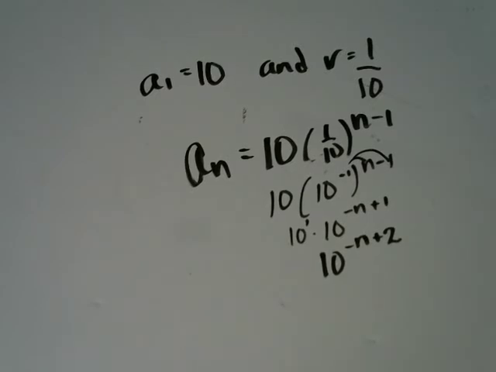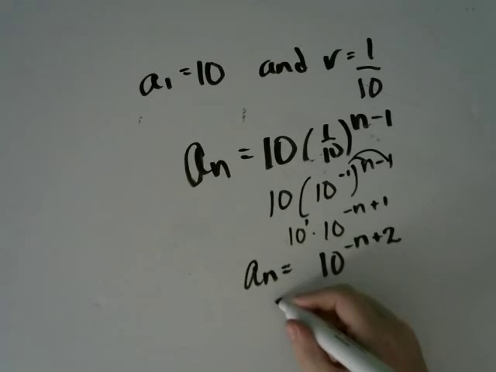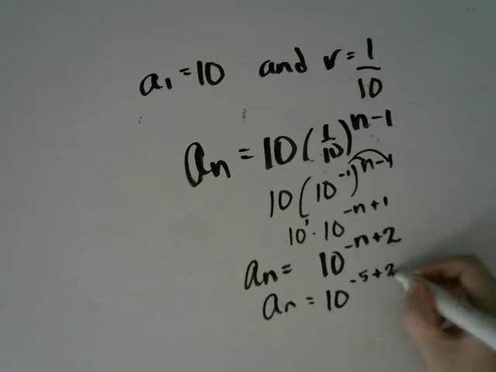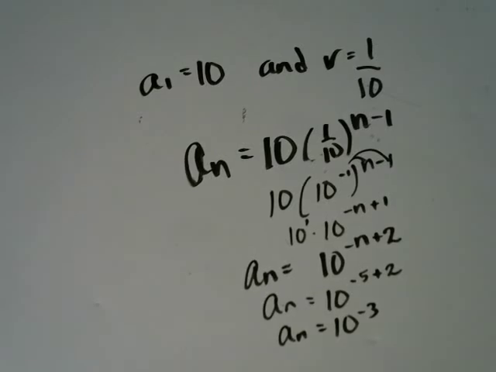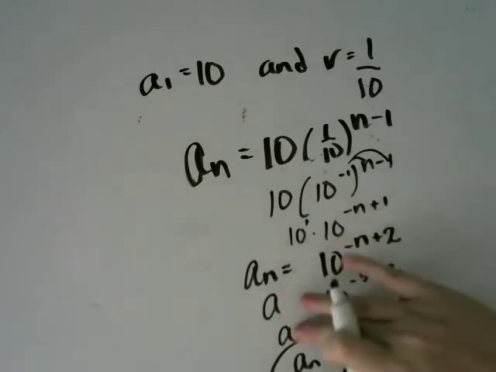So what's the question asking us for? We want to find the fifth term of this sequence, and I'm going to use this version of the equation. So we're going to find 10 to the negative 5 plus 2 power, or 10 to the negative 3 power. You can use a calculator. Make sure you switch your answer into a fraction because the ratio was given as a fraction. And we get a equals 1 over 1,000. We're trying to find the fifth term, so let's switch this to say the fifth term.